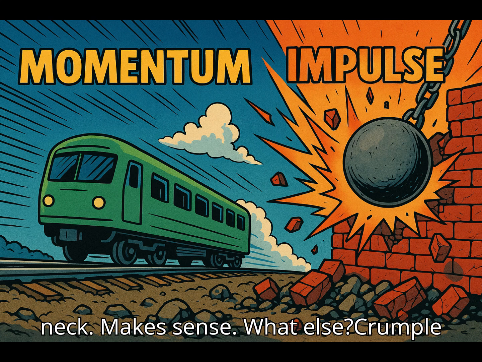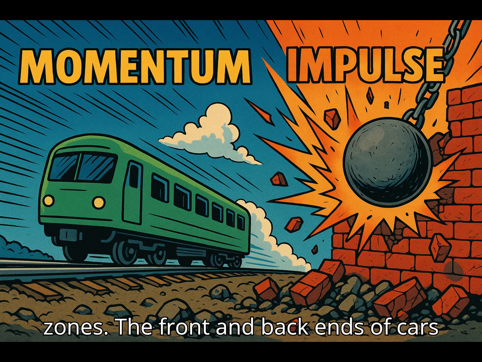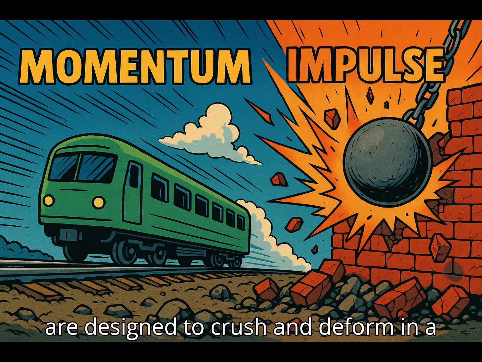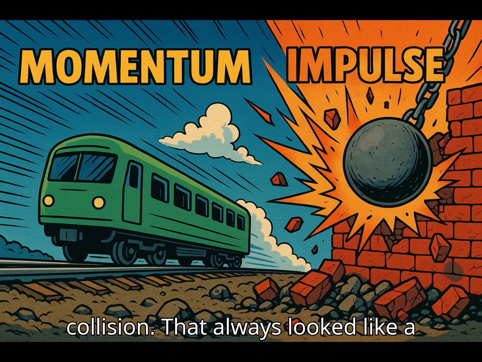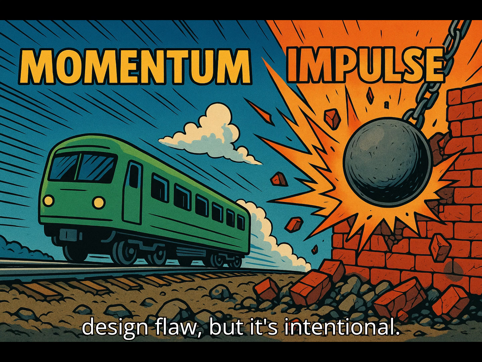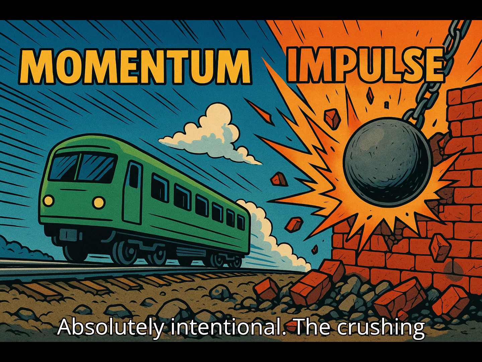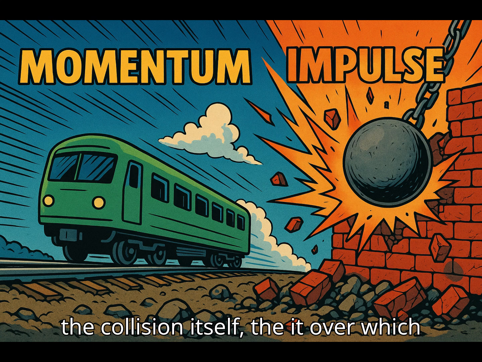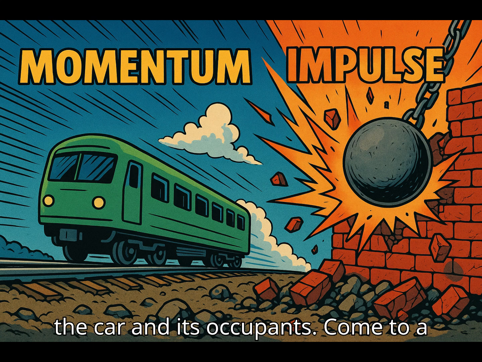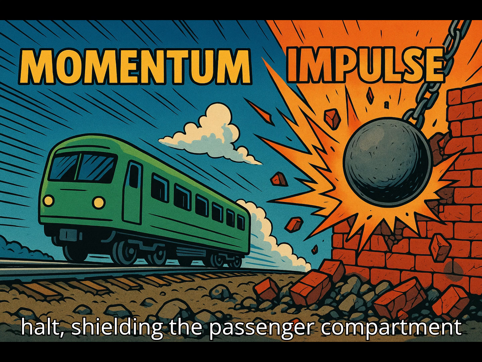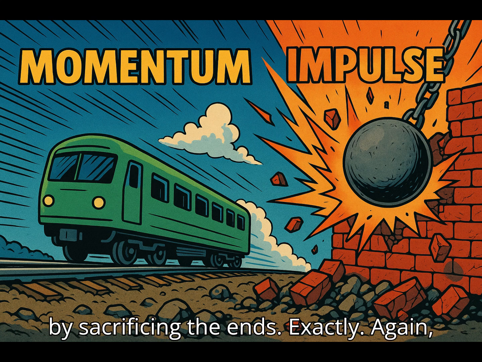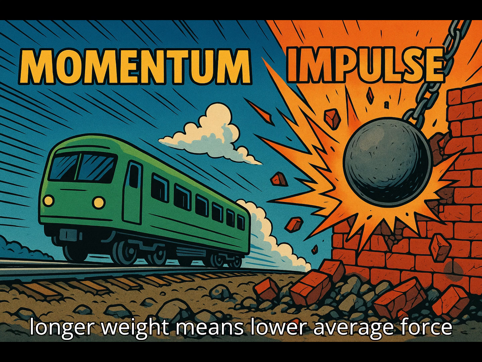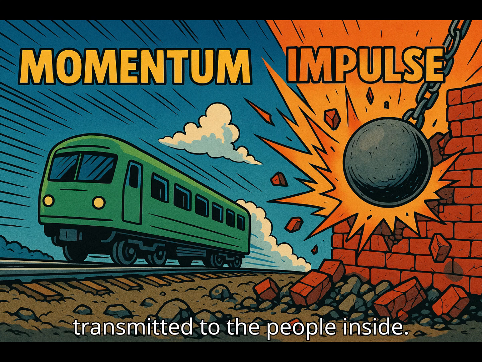Makes sense. What else? Crumple zones. The front and back ends of cars are designed to crush and deform in a collision. That always looked like a design flaw, but it's intentional. Absolutely intentional. The crushing takes time. It increases the duration of the collision itself, the Δt over which the car and its occupants come to a halt. Shielding the passenger compartment by sacrificing the ends. Exactly. Again, longer Δt means lower average force transmitted to the people inside.